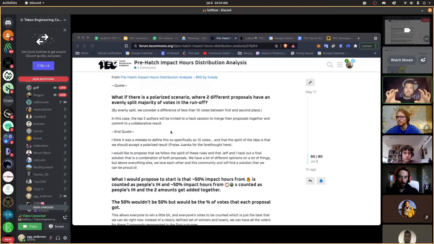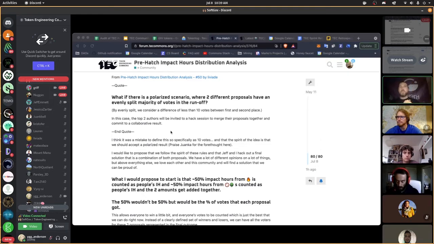There's a whole section that says, what if there is a polarized scenario? Ding, ding, ding, right? You guys hear that? Sound of truth. There's a polarized scenario where two different proposals have an evenly split majority of the votes in the runoff. By evenly split, we consider a difference of less than 10 votes between first and second place. In this case, the top two authors will be invited into a hack session to merge their proposals together and commit to a collaborative result.